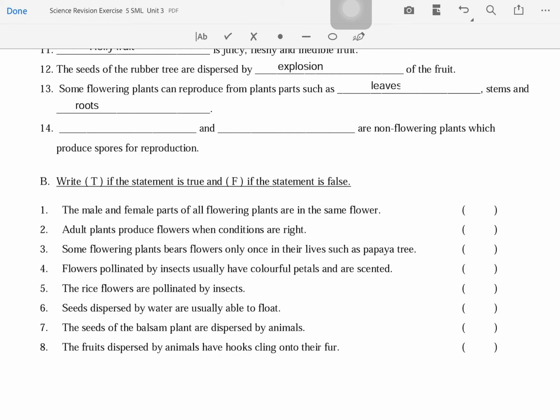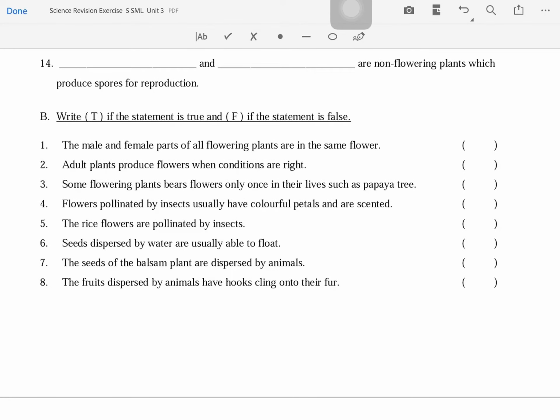Okay, so different type of plants have different ways of reproducing. Okay, see if you can find some info from your textbook. Okay, so if you have your textbook with me, you can go to page 83. Alright, page 83, you can find more information.